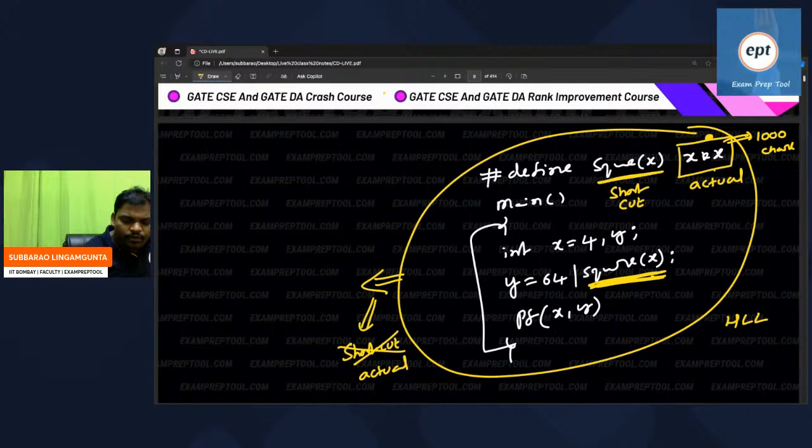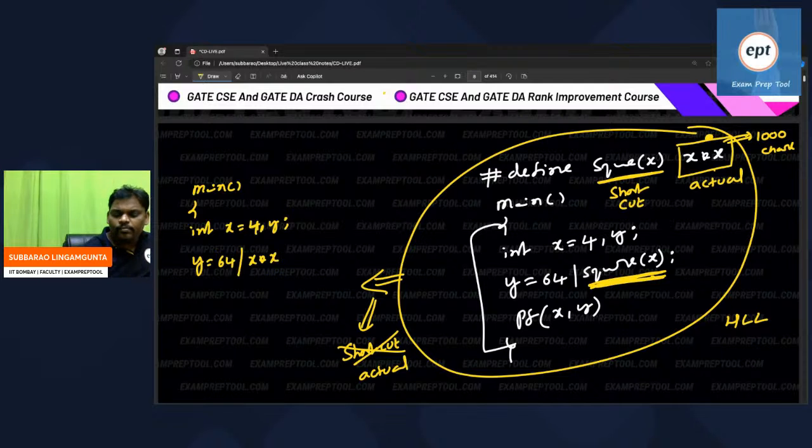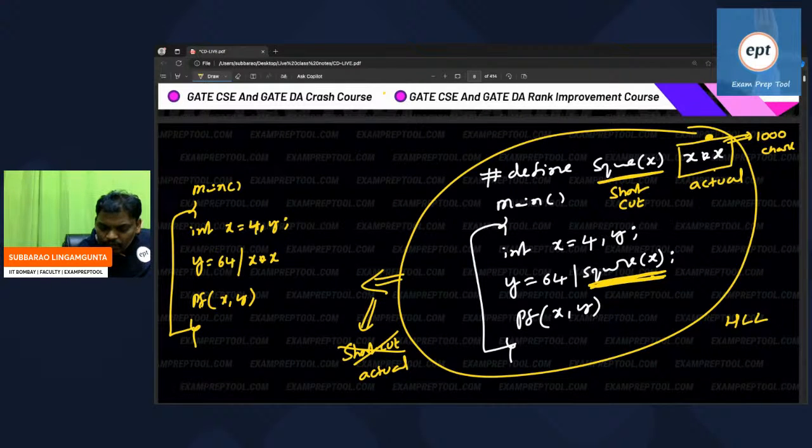See what it will do. Everyone listen. Main, int x is equal to 4, comma y. Everyone observe. y is equal to 64 by square of x. Square of x is the shortcut, actually it is x into x. Afterwards, printf x comma y. You will replace shortcut by actual. Listen everyone now, it is not only replacing shortcut by actual.